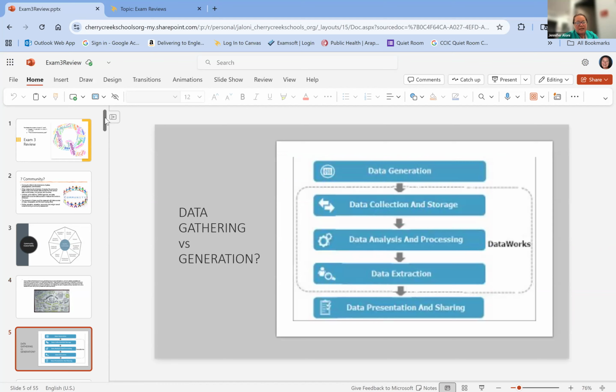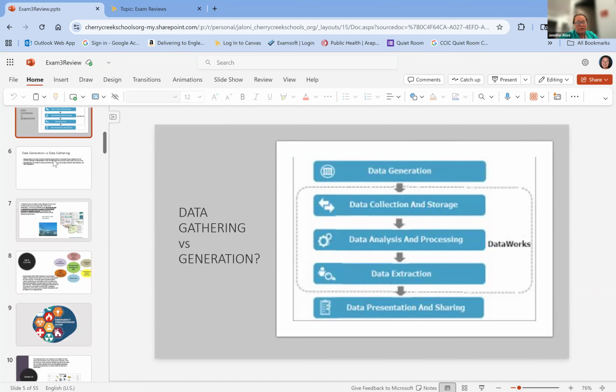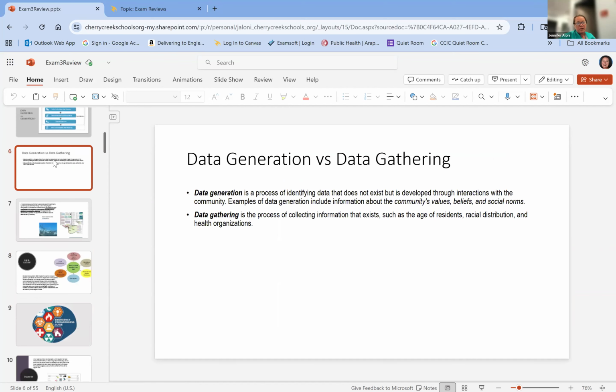Data gathering versus data generation. We know that those are two different things. So when we look at data generation, it's our process of identifying data that does not exist. We're generating it. We're getting it, like stirring it up, okay? So examples would be things like the community's values, beliefs, and social norms. It's not something that we can ask them because they're not going to be able to tell us the whole community's. They can tell us individual values and beliefs and social norms, but with this, we're going to look at things that don't exist, but we have to really observe them.